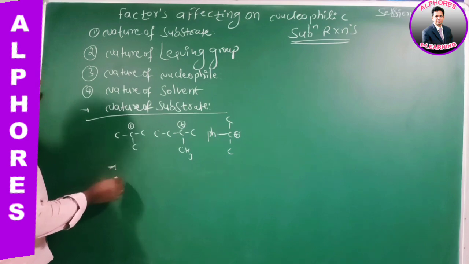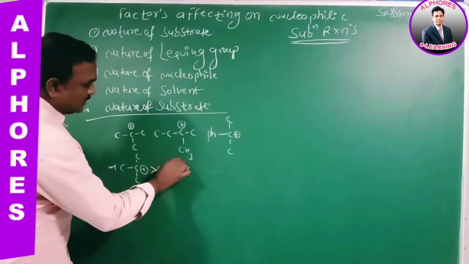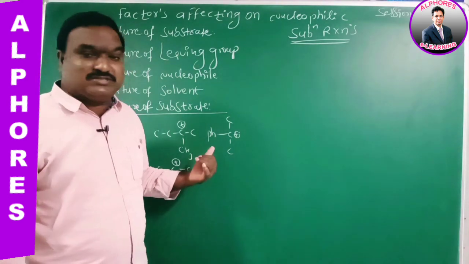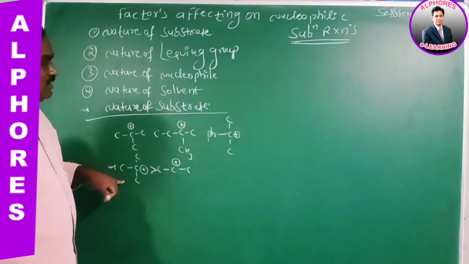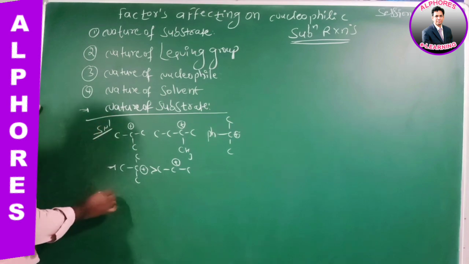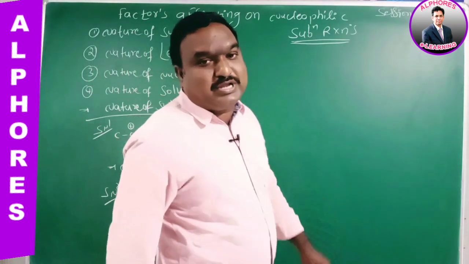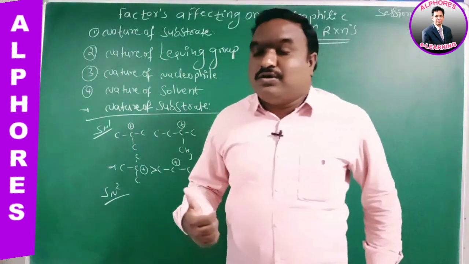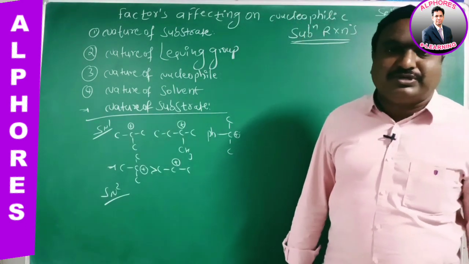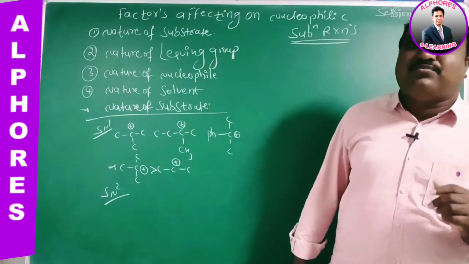Now the reactivity order is tertiary greater than secondary greater than primary, like this. Already we have discussed the reactivity differences. So tertiary alkyl halides are more favorable for SN1 reactions. Wherever SN2, bimolecular nucleophilic substitution, is given, primary alkyl halides are favorable, because already I told you, if steric effect is more, the compound reactivity is less.